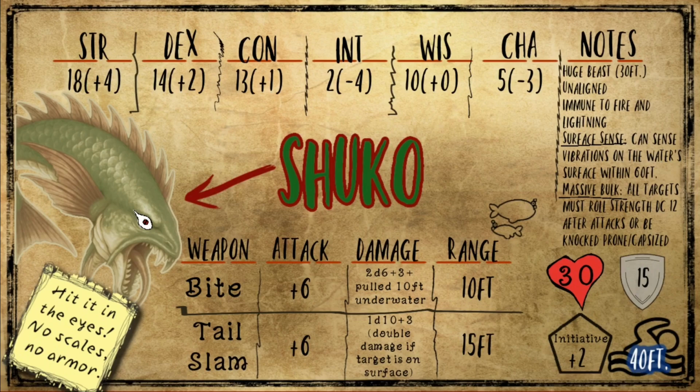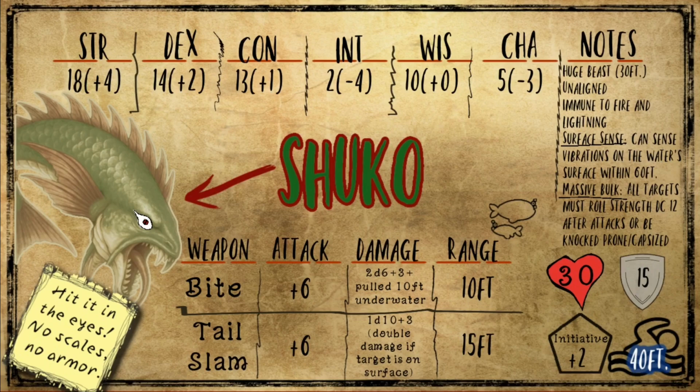The first one is Surface Sense, which allows the creature to pick up on any vibrations coming from the surface of the water within 60 feet. So if you fall into the water, if a boat lands in the water, or anything like that, it's going to be able to pick up on it. This is great for the DM to use to instigate a fight.